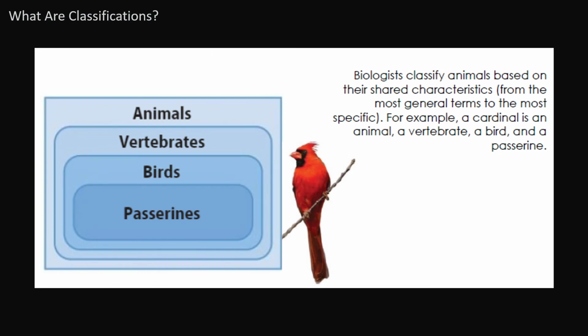Now let's go into classifications. So what even are classifications? Let's just bring up a real-world example. Let's talk about the cardinal. I've got a picture on the screen here.